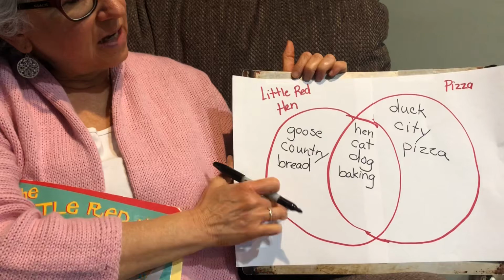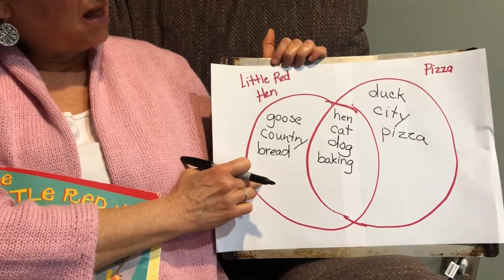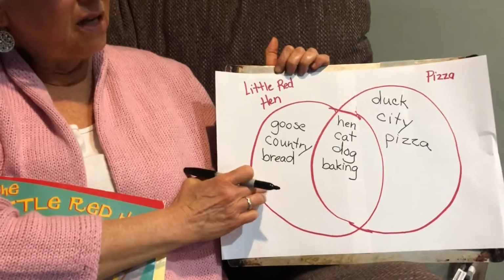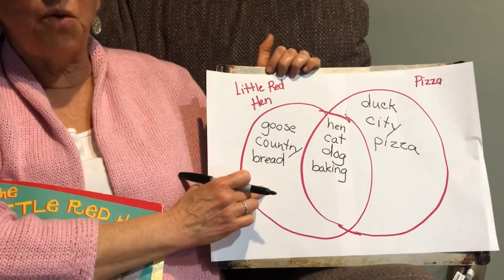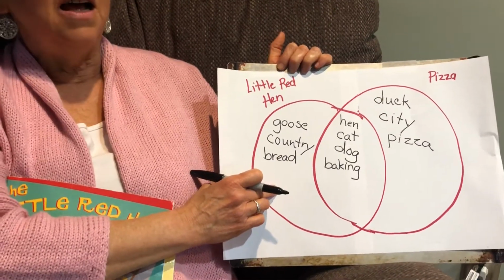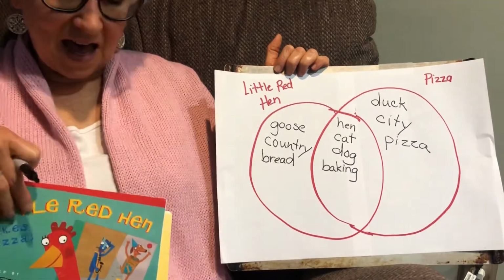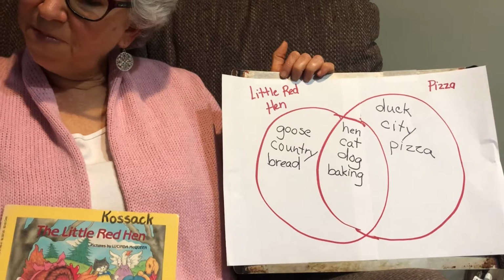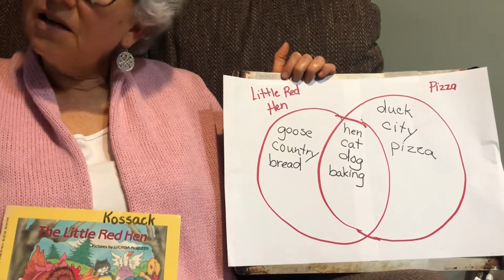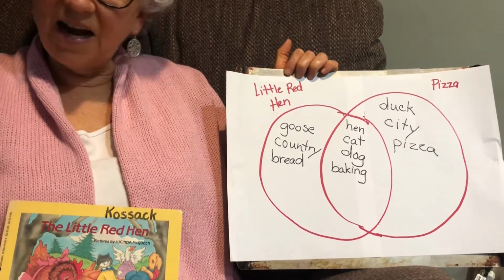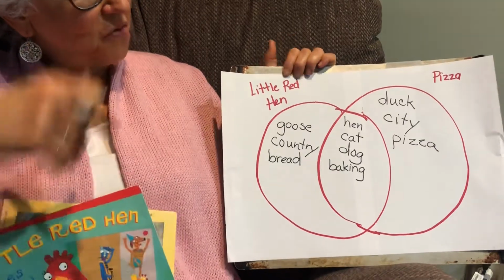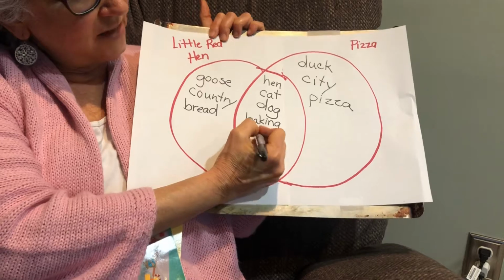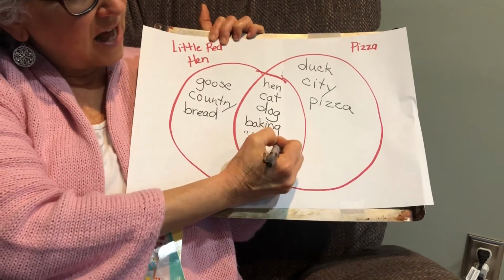What was the phrase that the cat and the dog and the goose used in The Little Red Hen when they were asked to help? What did they all say? They said, "Not I." In The Little Red Hen Makes a Pizza, did they say that? It says, "Not I," said the dog, "not I," said the cat. So that goes here because it was the same in both. The animals said, "Not I."